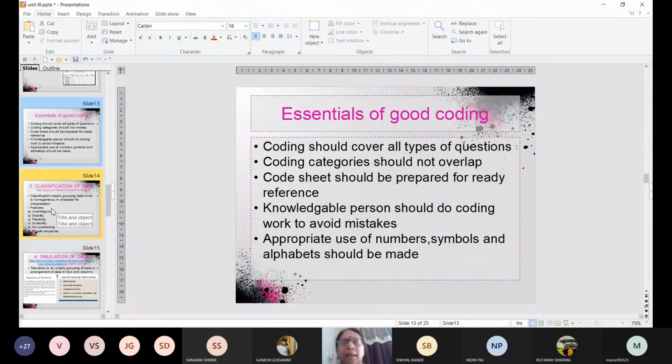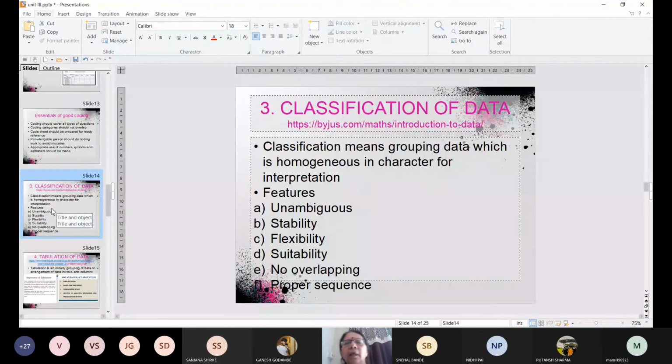First step हो गया आपका editing, second step हो गया coding. अभी third step आ गया classification. What do you mean by classification? The data which is similar, homogeneous means similar, is collected and kept together. That is called as classification.